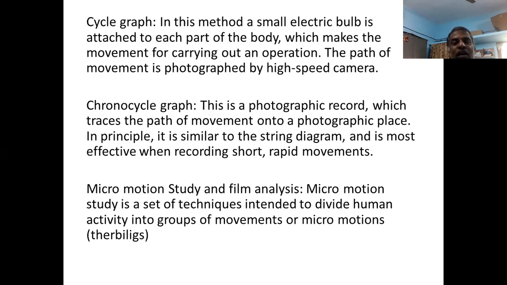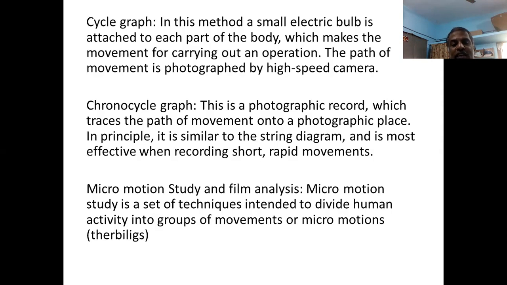Cycle graph. In this method, a small electric bulb is attached to each part of the body which makes the movement for carrying out an operation. The path of the movement is photographed by a high-speed camera. Chronocycle graph is a similar type of graph, but chrono means the timing is also recorded.